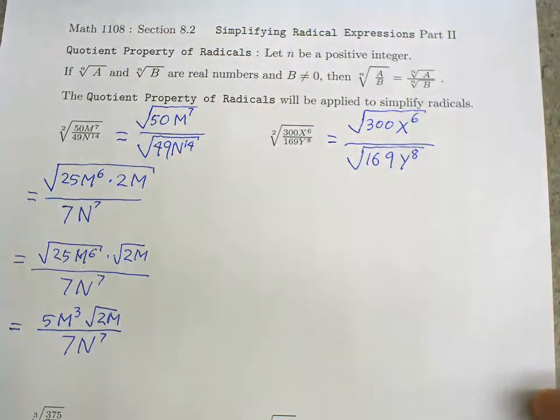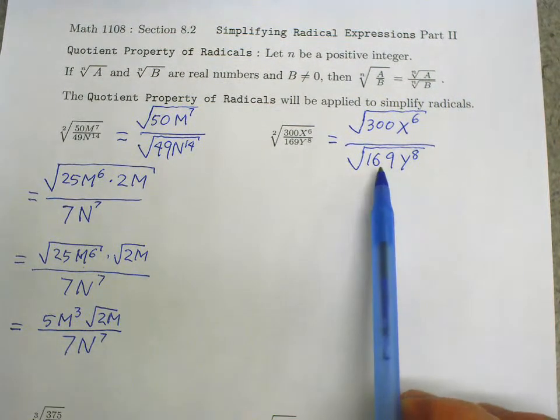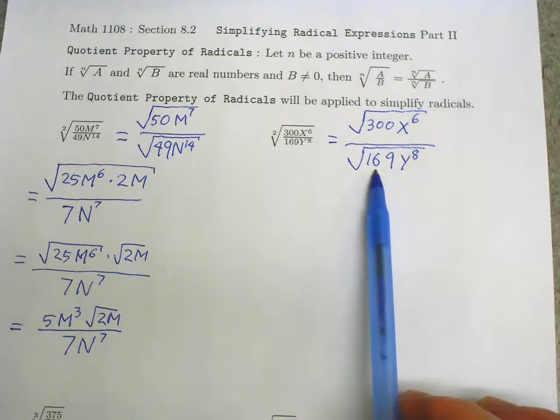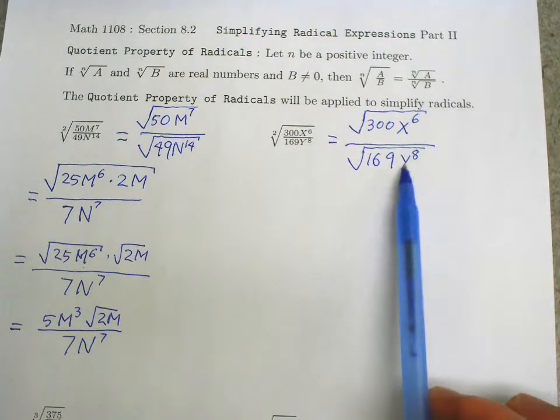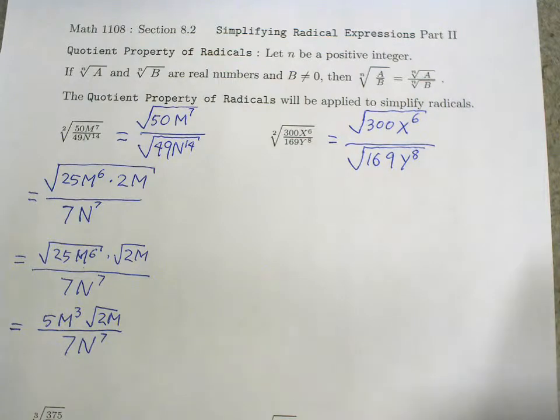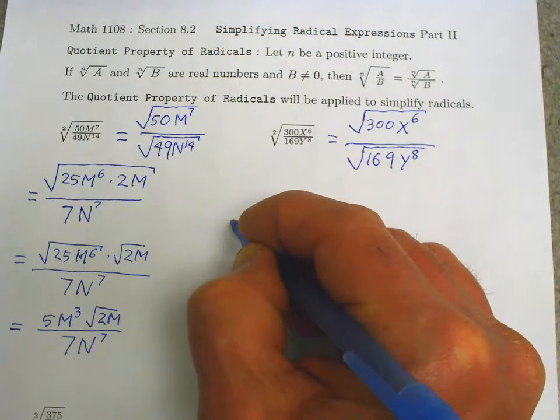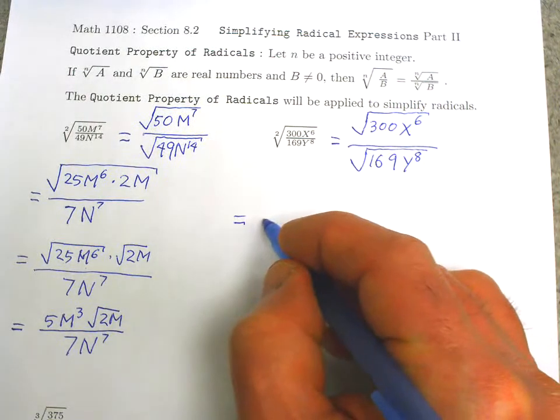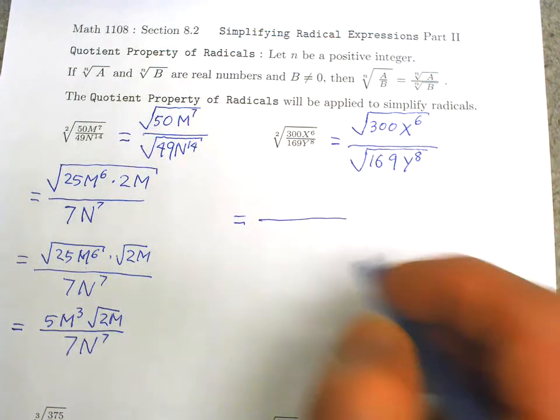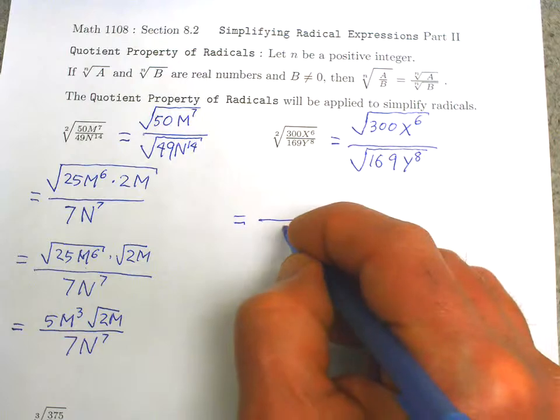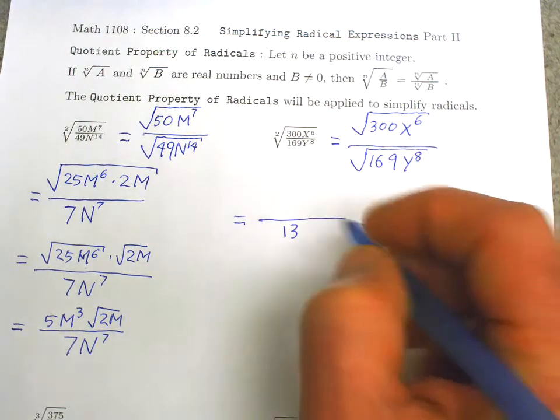And in the denominator, note that 169 is a perfect square. The square root of 169 is 13. And the square root of y to the 8th is y to the 4th. So we'll rewrite the denominator in simplified form. The square root of 169 is 13. The square root of y to the 8th is y to the 4th.